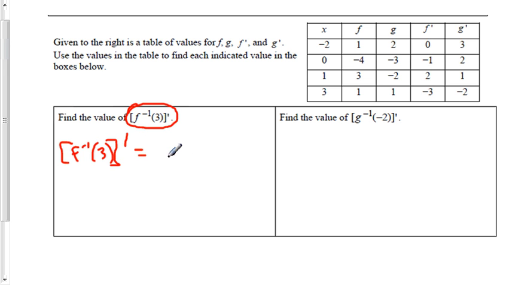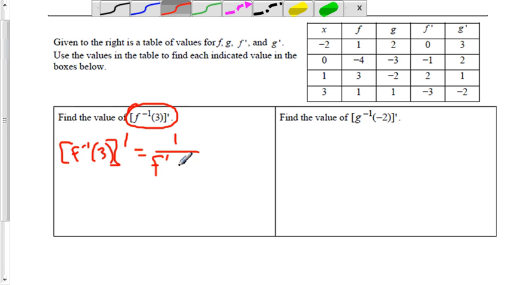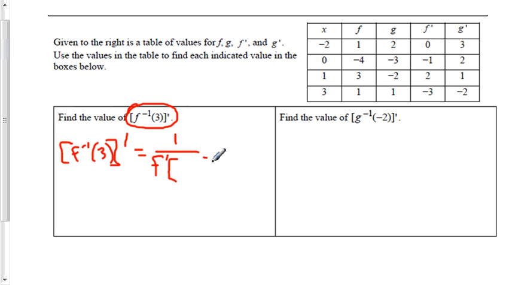All right, so what do I know that's equal to? That's going to be equal to 1 all over the derivative of f of, and let me write that, hold on, of inverse f at 3. Okay, now I got to use my data table. So now we're only working with the right side. That's what we're trying to find.